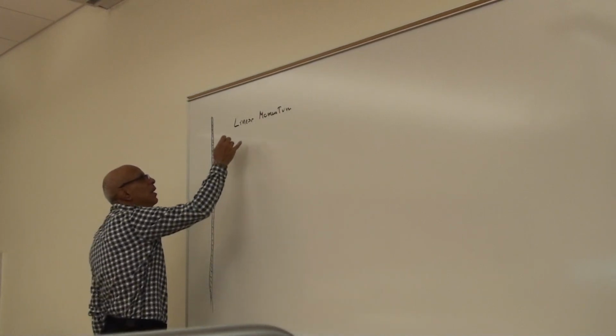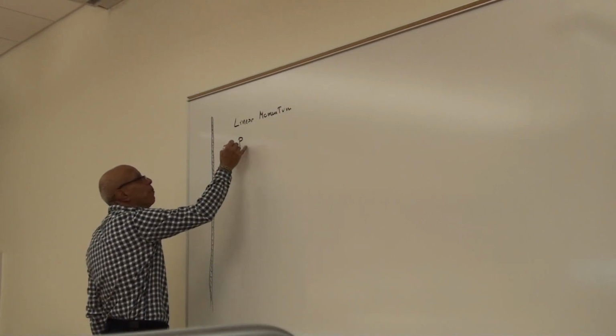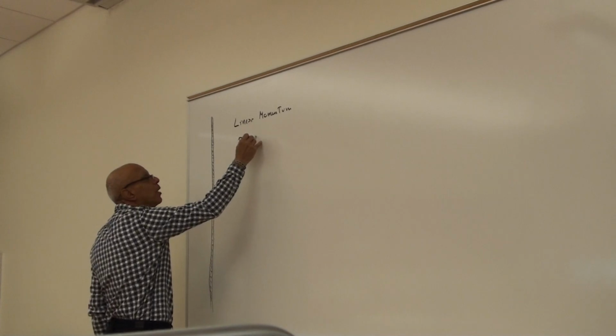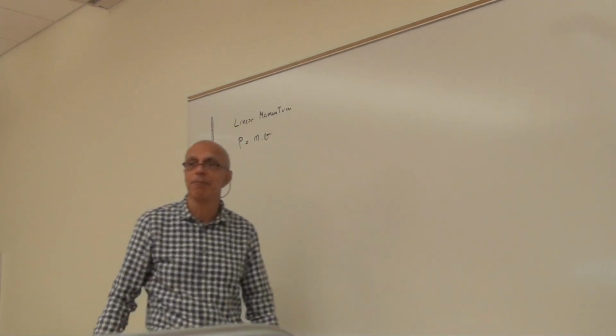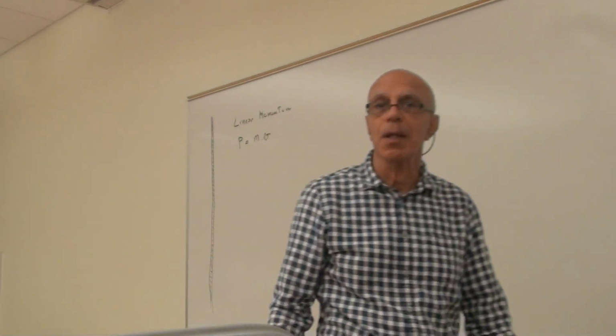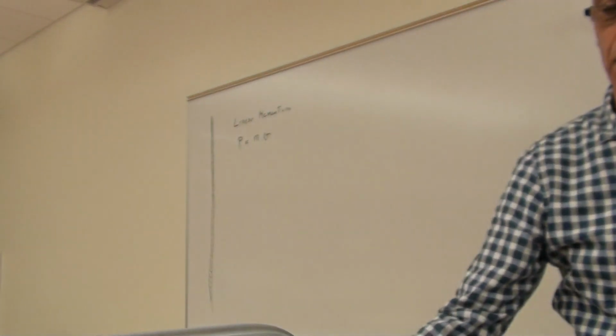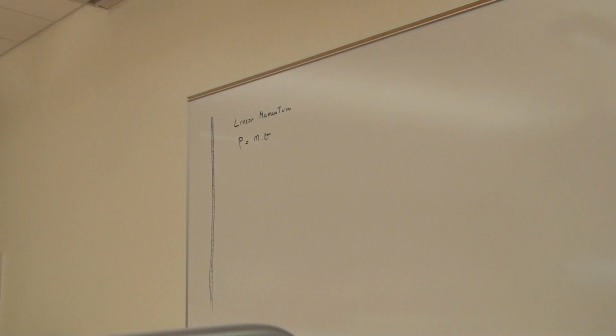And we define linear momentum by the letter P, and it's going to be m times the velocity, okay? So now there is this other quantity. We have force. Force is also a physical quantity, right? But now we have this other one that is called linear momentum, all right?